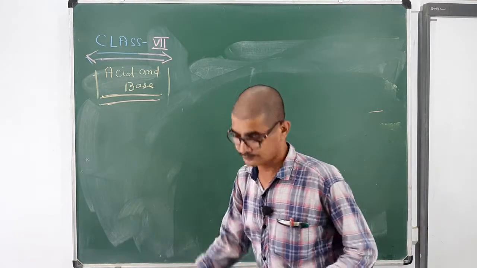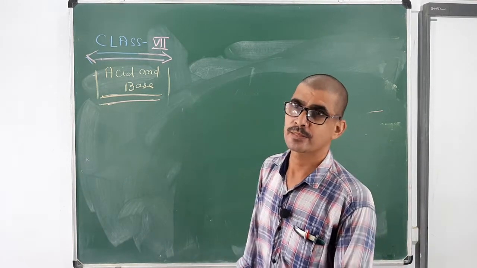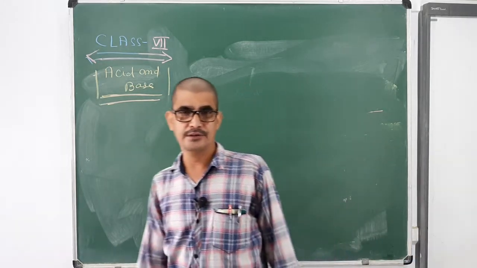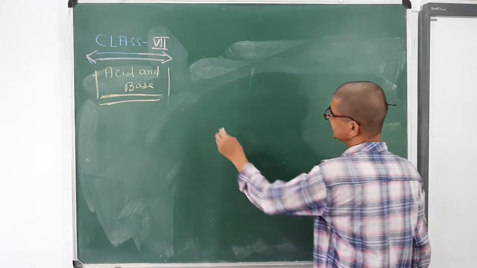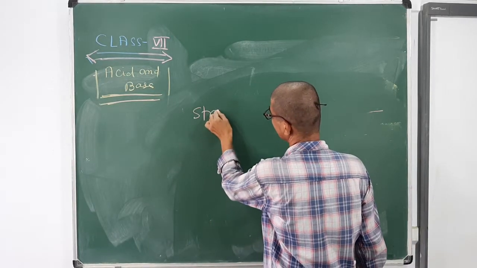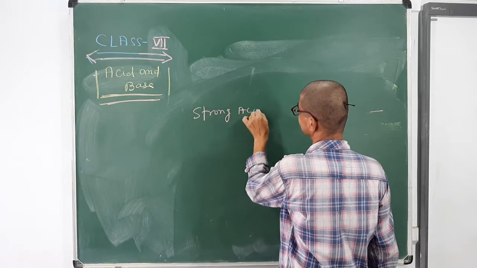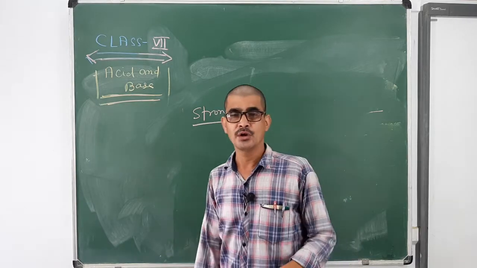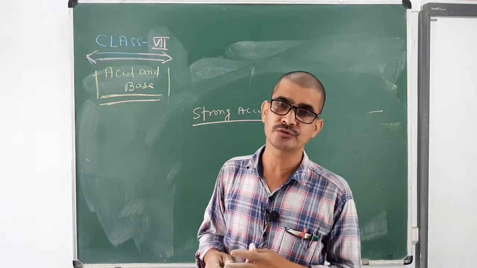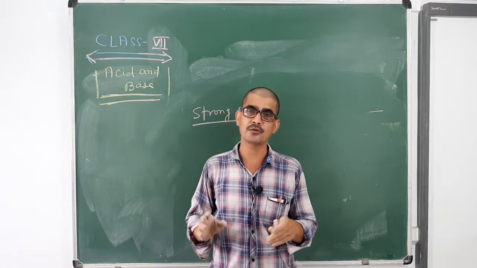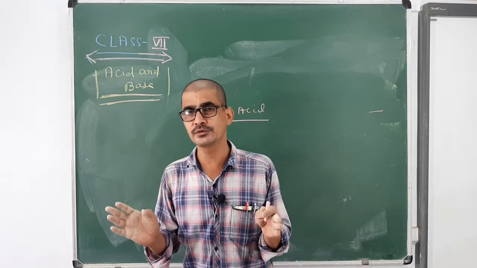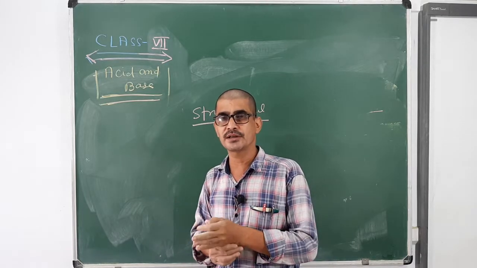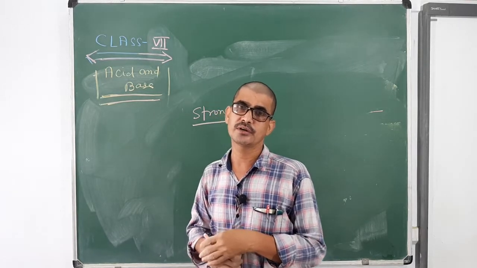Now, a strong acid. I am just going to take the example of a strong acid. What do you mean by strong acid? An acid which is completely dissociated in aqueous solution and gives a large number of hydrogen ions. An acid which is completely dissociated in aqueous solution and gives a large number of hydrogen ions is called a strong acid.